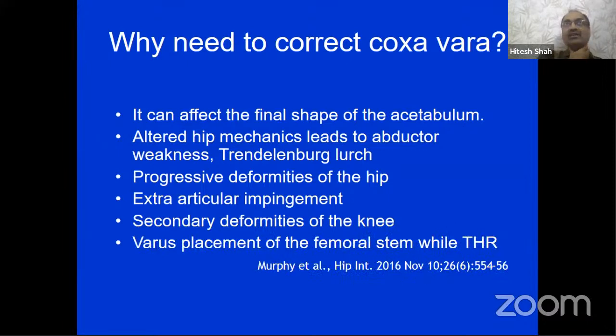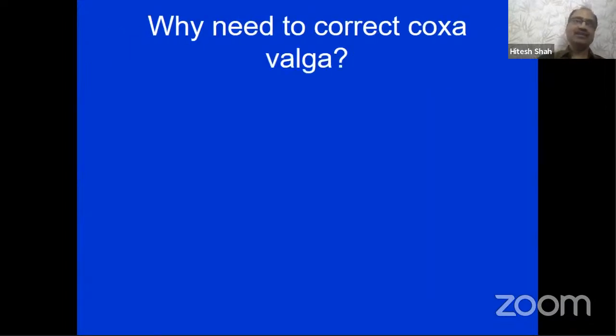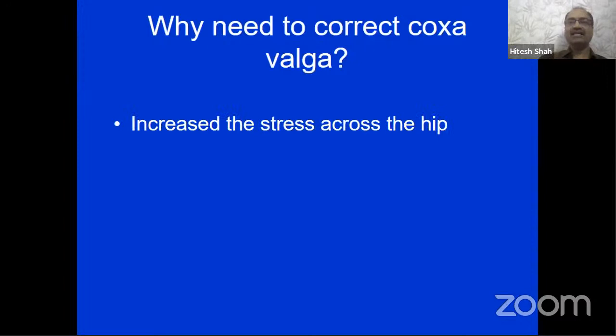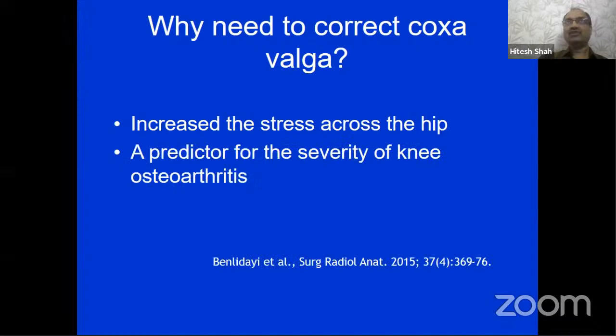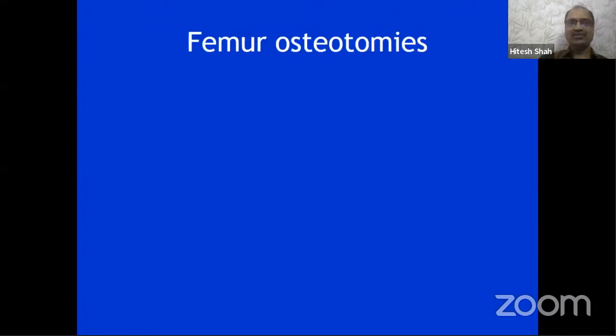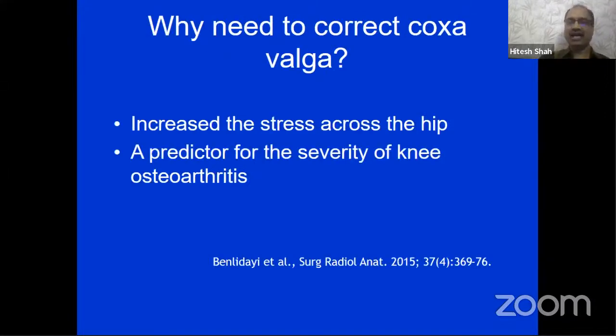And not least, it's an important aspect. If it is not treated in childhood, it can lead to a problem for the adult surgeon, it can lead to varus displacement of the femoral stem if it is required to do the total hip replacement, if the hip leads to arthritis. Similarly, why do we need to correct the coxa valga? If it is coxa valga, that can produce maximum stress over the hip joint, and stress can lead to early osteoarthritis of the hip joint, and some literature suggests osteoarthritis of the knee joint as well.